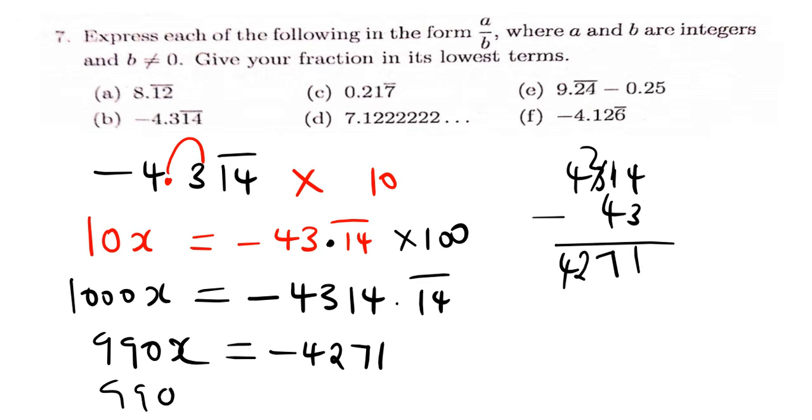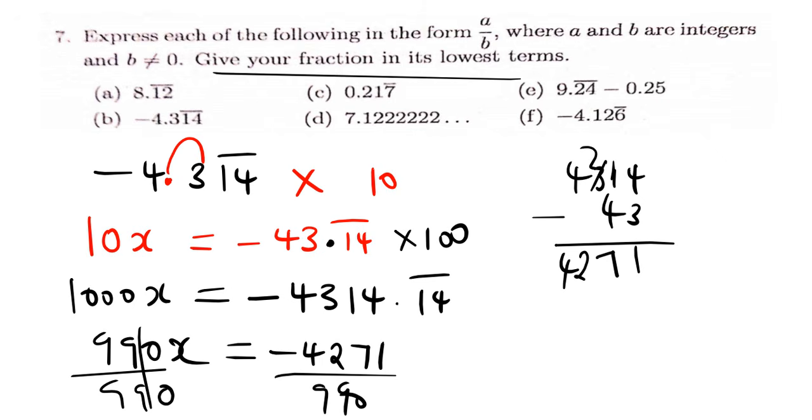Then we divide by 990 on both sides. You can either leave it here, but they've said give your fraction in its lowest terms, so you should always be looking for a number that can go into both of them.